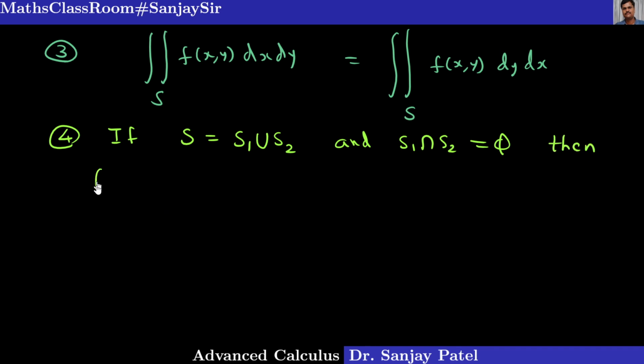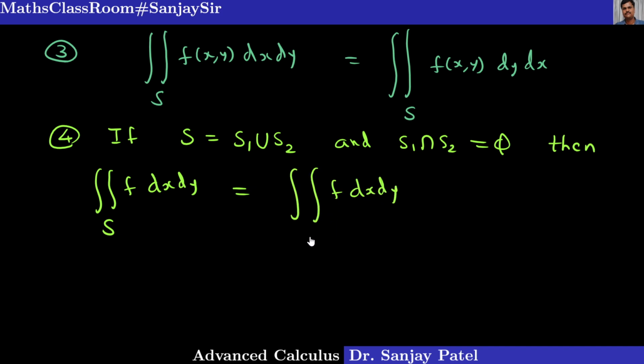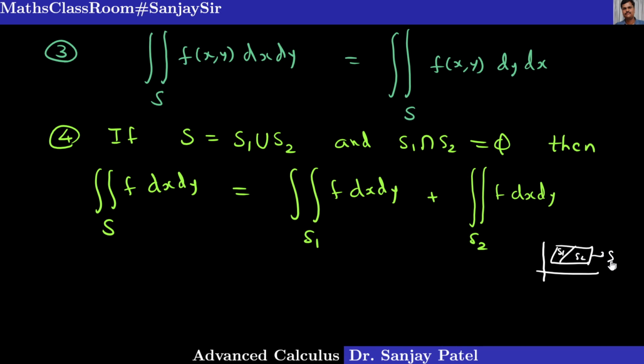Then the double integral of the function f dx dy over S can be computed separately with respect to each region and then we can add. So this is equal to the double integral of f over S1 plus the double integral of f over S2. Here the region will be something like this. Suppose this is S1 and this is S2 and this whole thing is our S. So S is equal to S1 union S2, and S1 and S2 are disjoint sets.